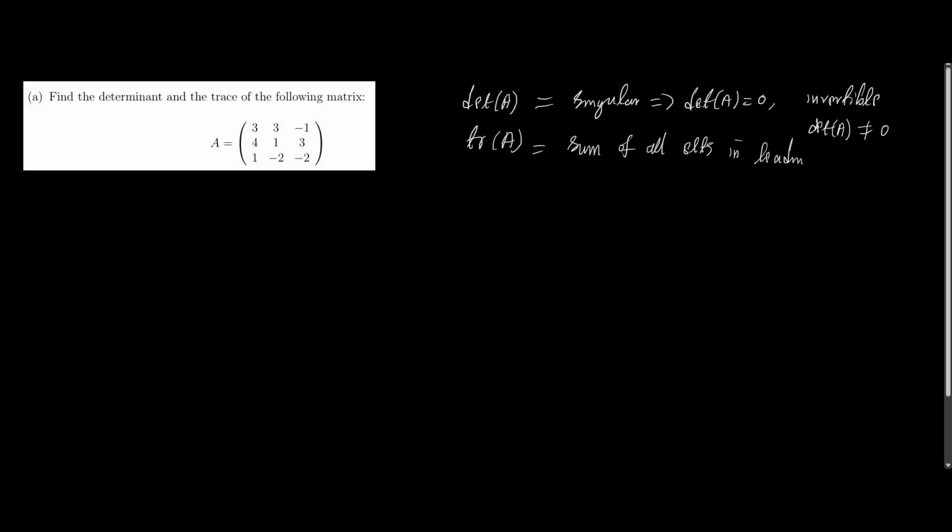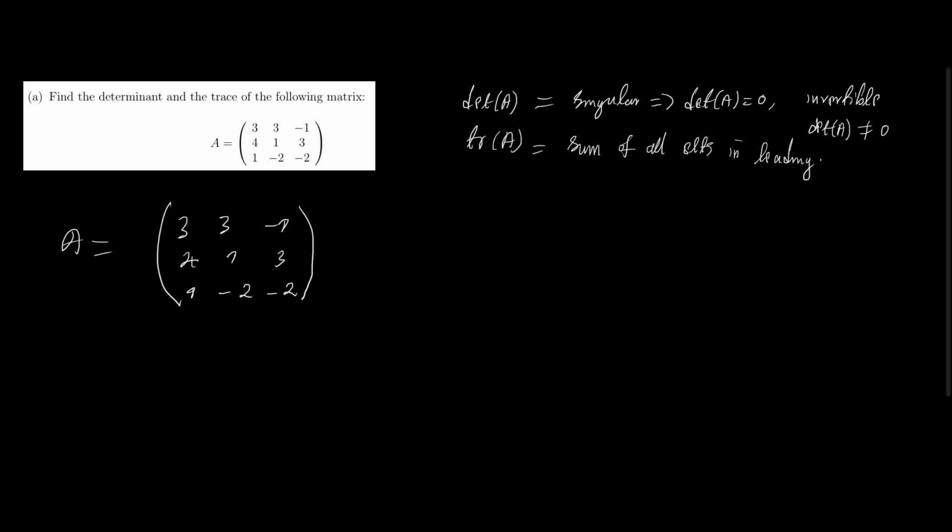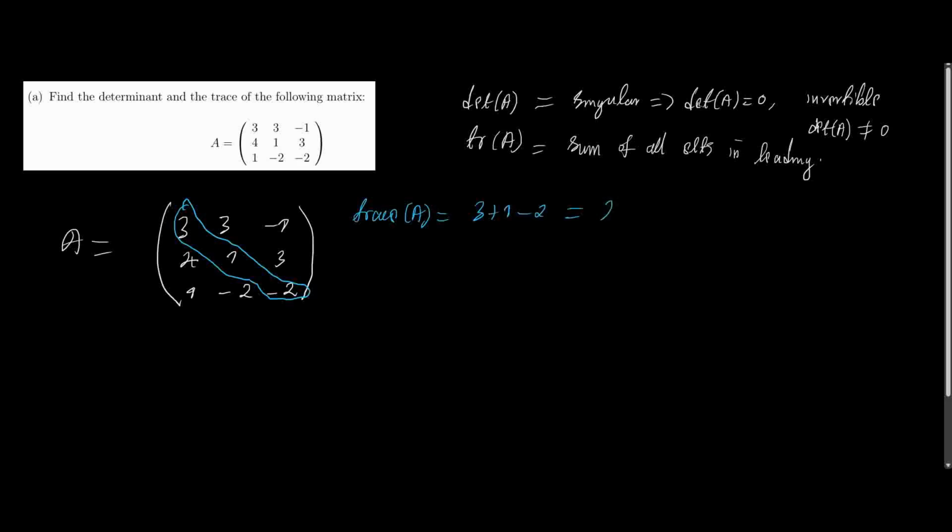In the leading diagonal. So in this case, what do we know? The leading diagonal here. So if we consider a matrix A, right? This is our matrix A, and these are the various elements. Then these are the elements on the leading diagonal. So simply the trace of A will simply be 3 plus 1 minus 2, which is 2.